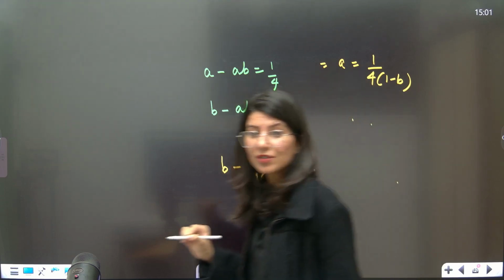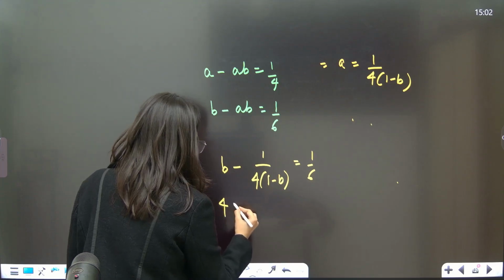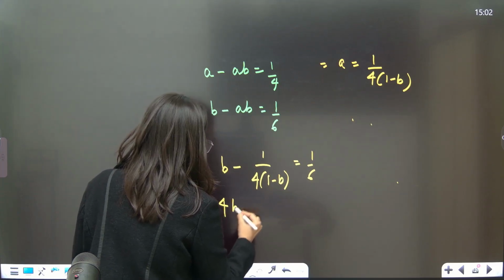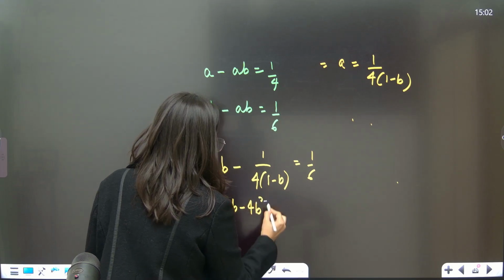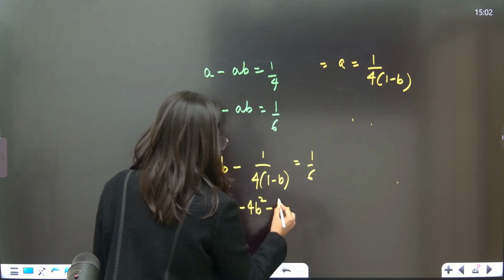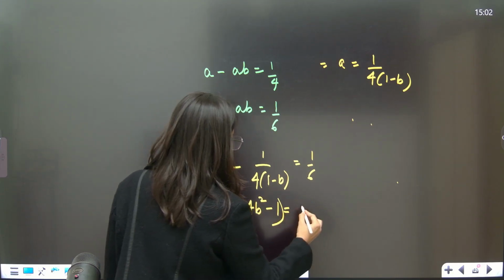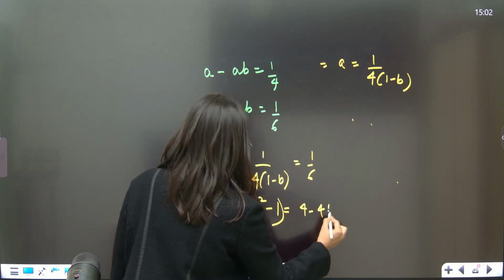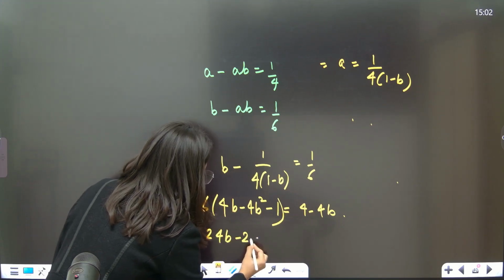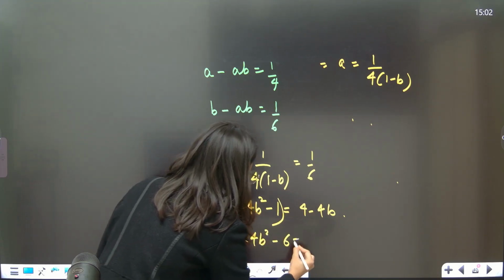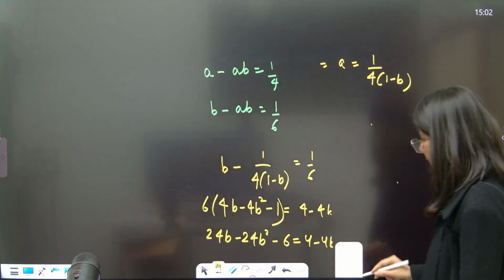Now this is a good question. A quadratic in B will be getting formed. 4B minus B square, so 4B minus 4B square minus 1 is equal to, and this is 6 also, is equal to 4 minus 4B, correct? 6 4s are 24. 24B minus 24B square minus 6 is equal to 4 minus 4B, okay? All right.